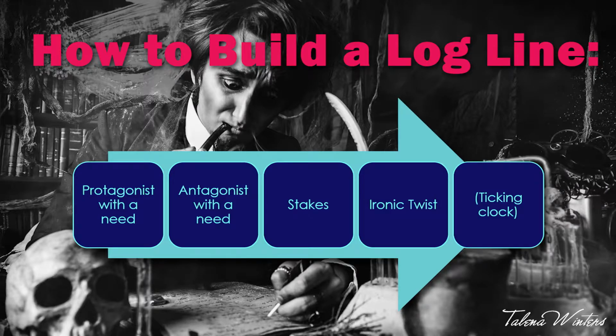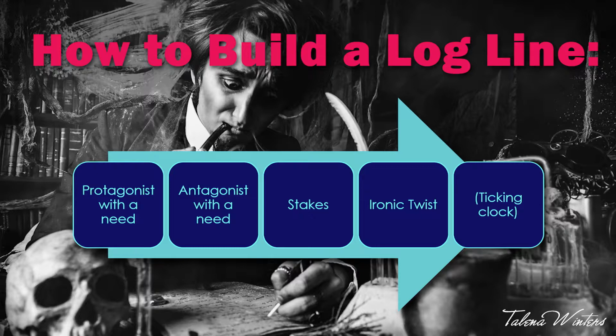This is one formula, but it's the formula I like to use because it includes everything. And we'll go through it in a few minutes. I'm actually releasing a blog post this week that explores this in a little more depth and some variations of this. But here's the full logline, if that's what you need. It is protagonist with a need, plus antagonist with a need, plus stakes, or what will happen if the protagonist doesn't get what they're trying to accomplish, plus an ironic or intriguing twist, and optionally you can add a ticking clock. Let's go through this really quickly so you can see what each of these elements is about.